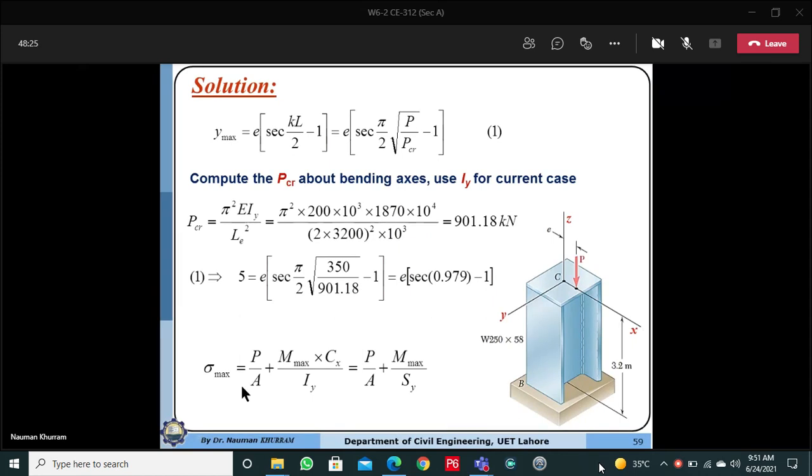And then maximum stresses can be determined by this formula. Sigma maximum is equal to P over A, the compressive stresses, plus the stresses produced by the bending moment. I'm considering the compressive stresses as positive. So M maximum can be computed as the maximum bending moment produced by this load. And C is the distance from the neutral axis to the extreme fiber.